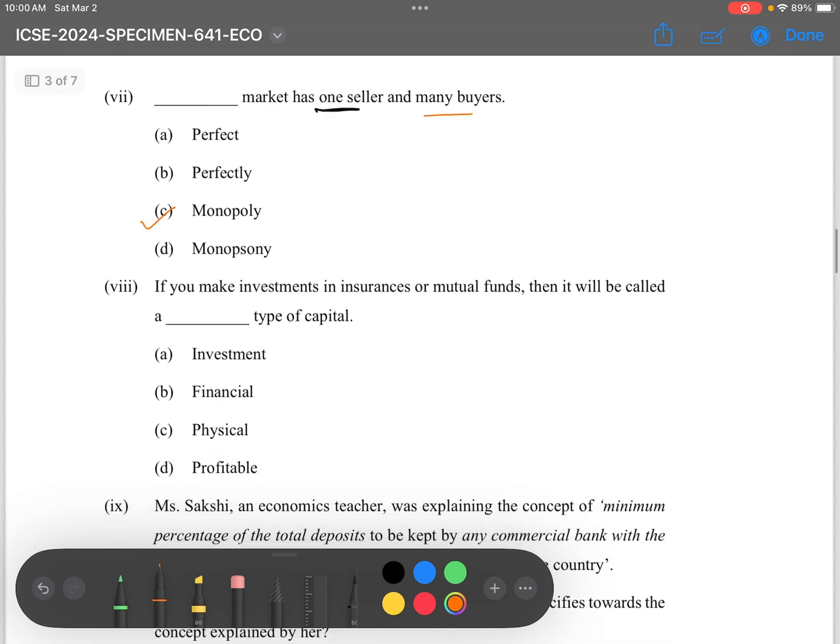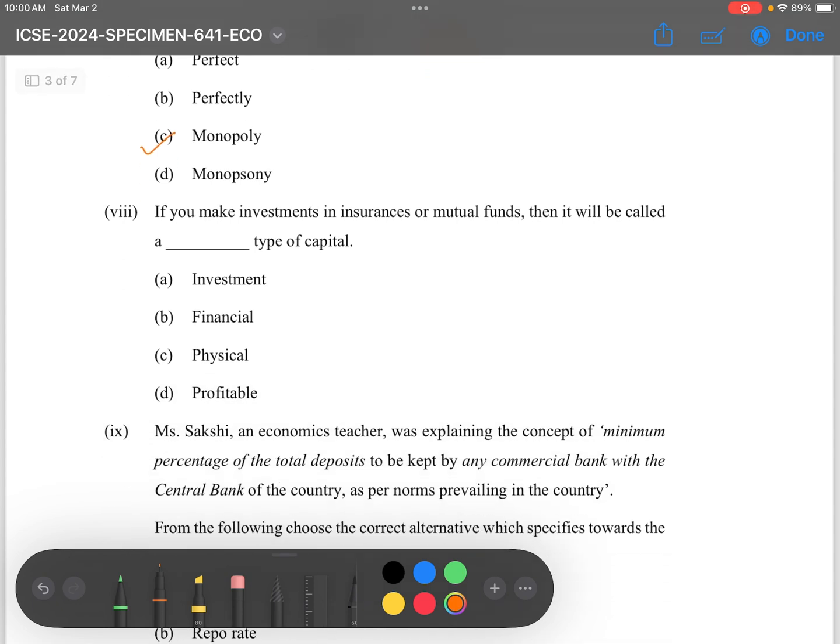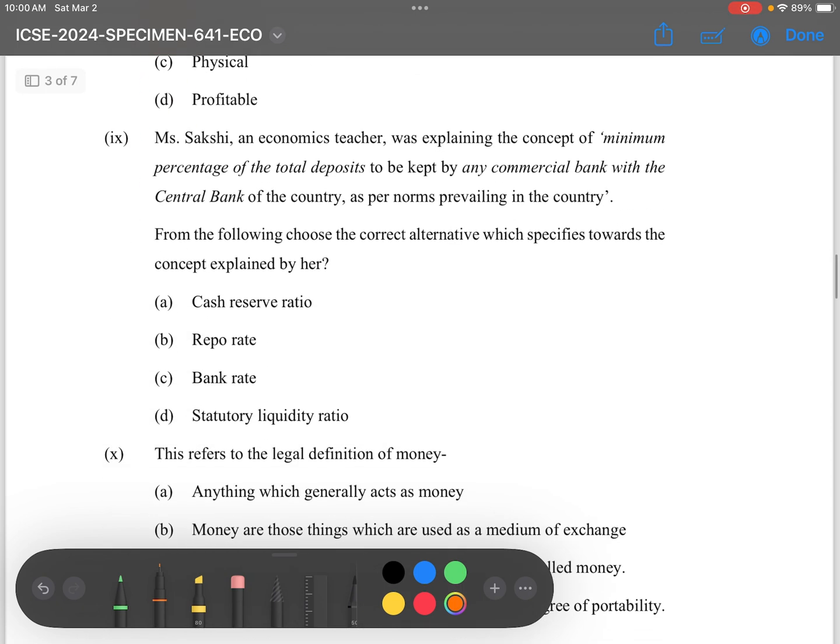The next question is, if you make investments in insurance or mutual funds, then it will be called a dash type of capital. Now, when we talk about investments in insurance or mutual funds, it means we are talking about financial capital. We are talking about shares. We are talking about investment of money. So that will be your financial capital. This is financial type of capital. So when you're doing your factors of production chapter, you need to be clear about this.